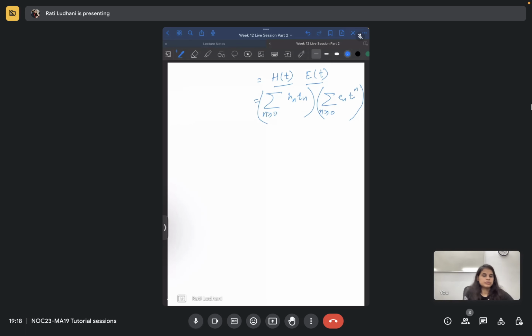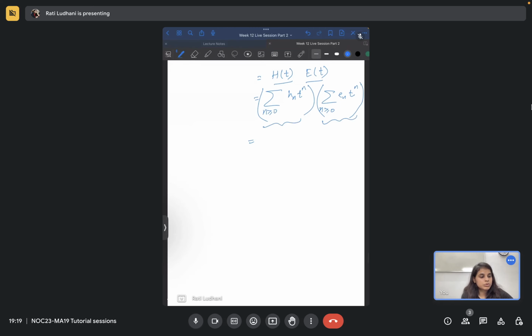So we are in formal power series. This makes sense: summation n greater than or equal to 0 of h_n t power n. What we are now trying to do is this product. When we take n equal to 0, what will we get? h_0 into e_0. Now the coefficient of t.